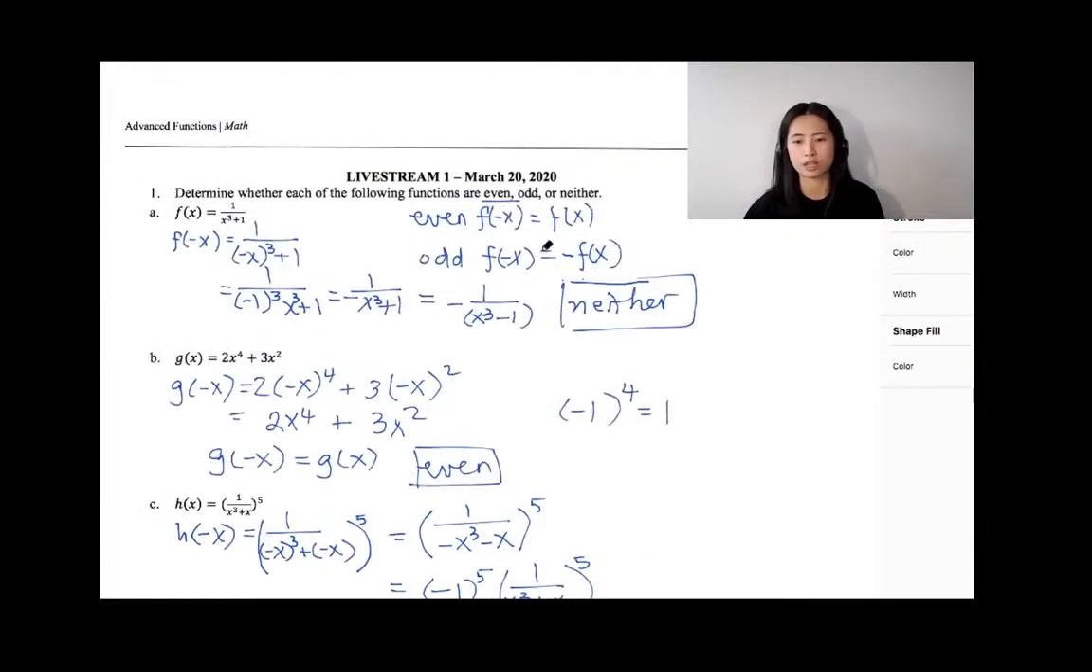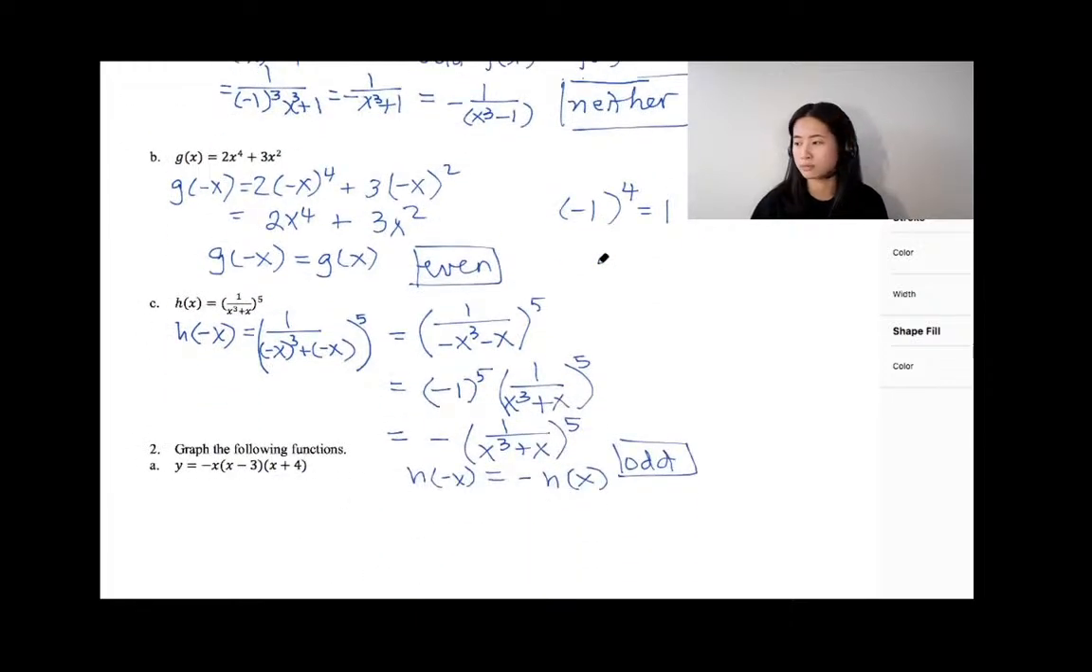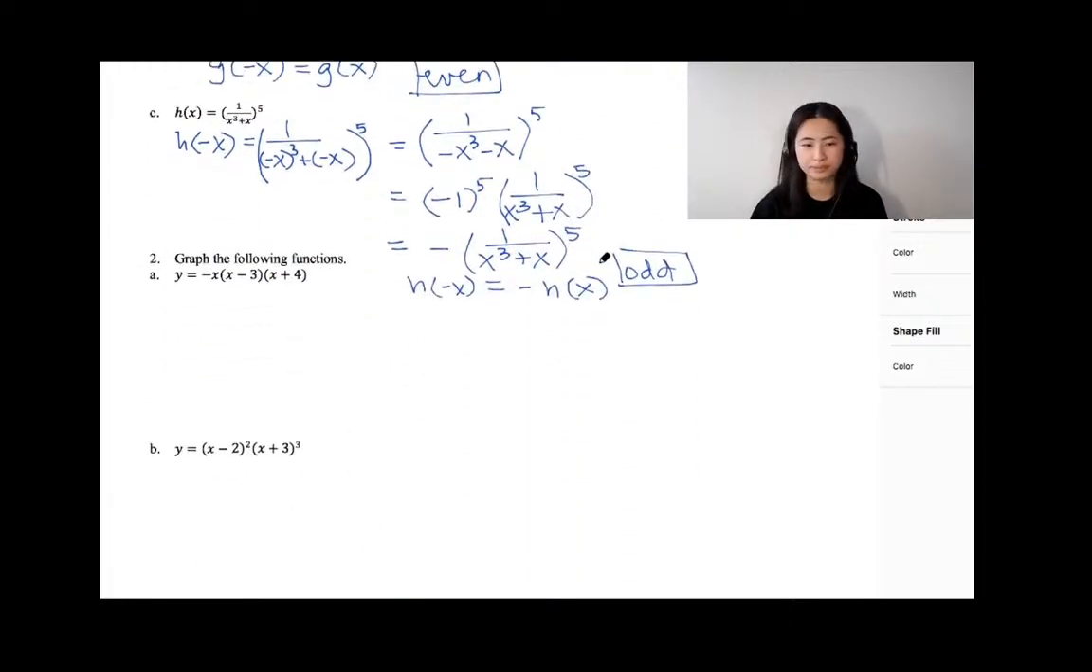because going back to this, what did we say? If it's an odd function, if you plug in negative x in your function, and if you have a negative sign and you're getting the same exact function, which is f of x, you're going to have an odd function. Cool.